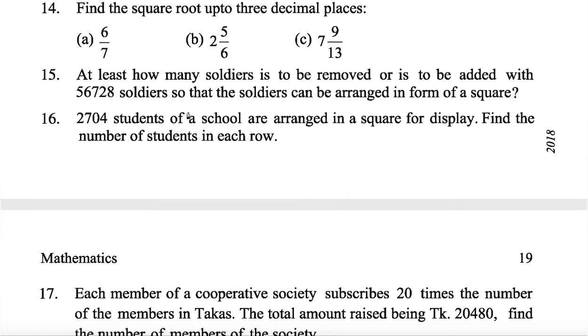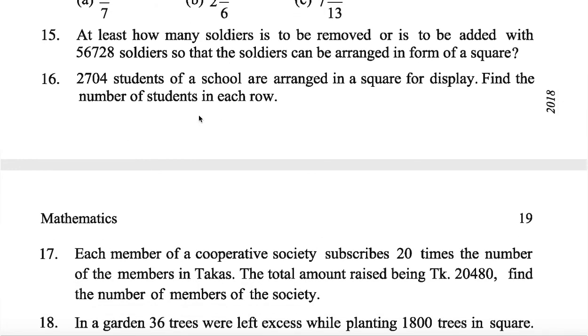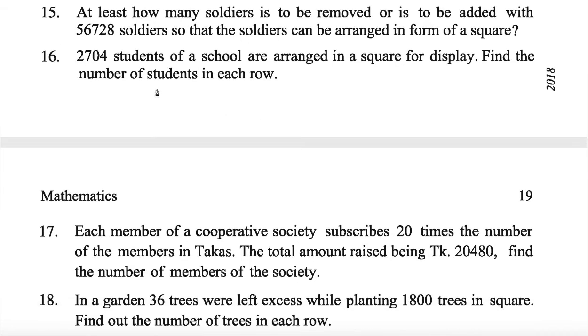At least how many soldiers are to be removed or added, so that the soldiers can be arranged in the form of a square. That you can do. A school is arranged in a square for display. Find the number of students in each row. 2704 root. That you have to do. If you want, I can give you the answer straight away. That is 52. You cross check with the answer.